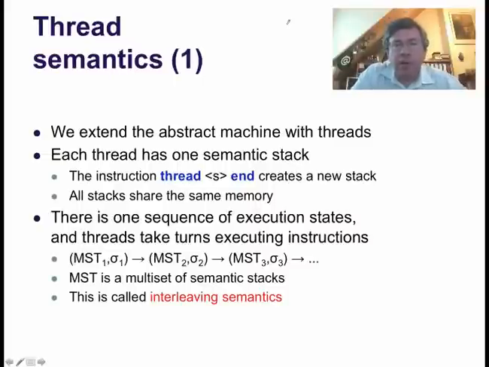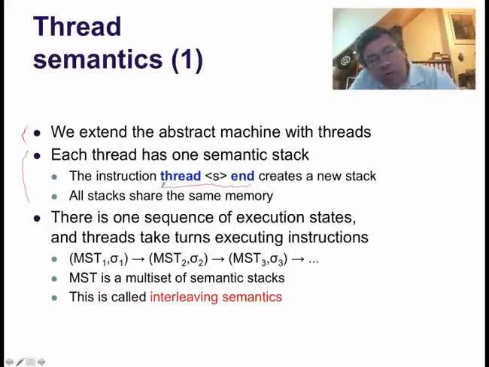Let's now take a look at the thread semantics. So let's extend the abstract machine with the new concept of thread. The way we do it is that we add a new semantic stack for each thread that we create. So the instruction thread end will create a new semantic stack, and all of these will share the same memory. In the overall execution, there is still one sequence of execution states, and threads take turns executing instructions.